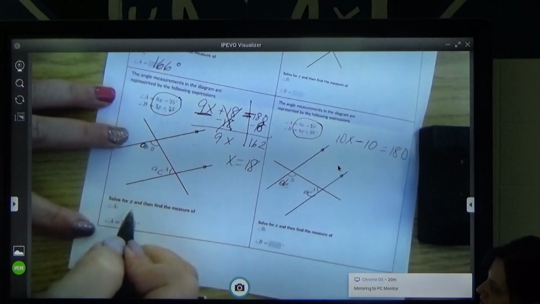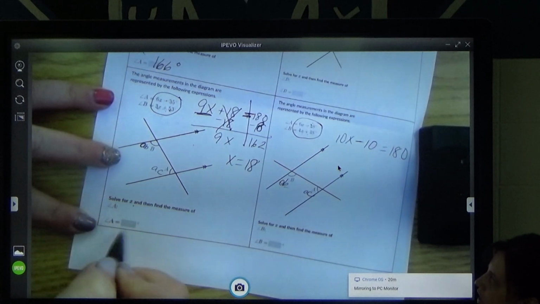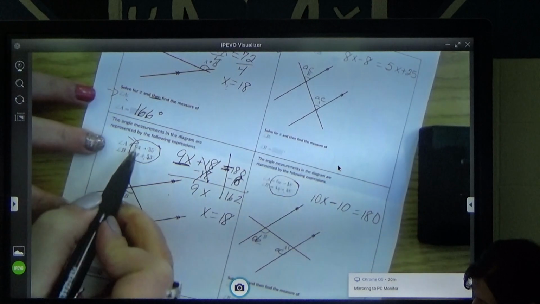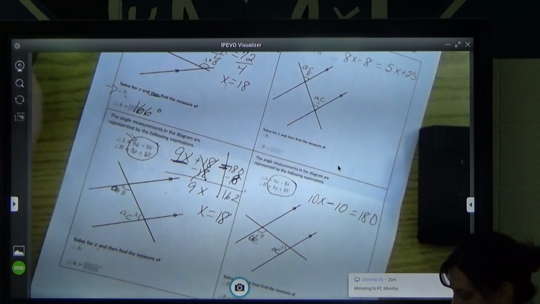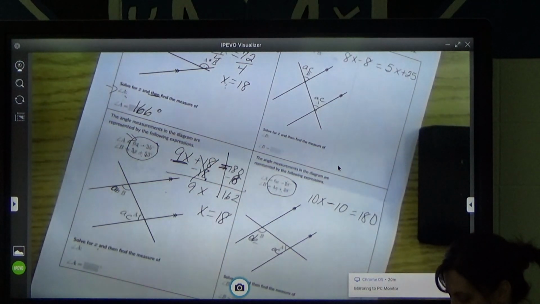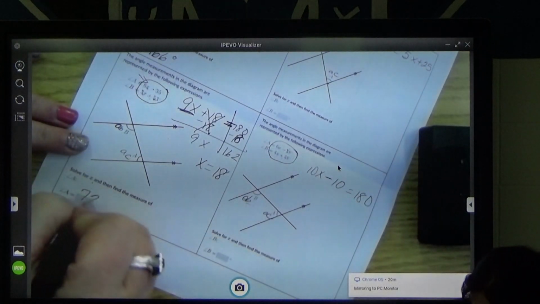Okay, now I want to be careful, don't type in the 18. Let's see what they want to know. They want to know angle A, which, what did they tell me? I know angle A is equal to that x times 6, and then take away 35. So I want to look at 18 times 6, take away 35, and I get 73 degrees.